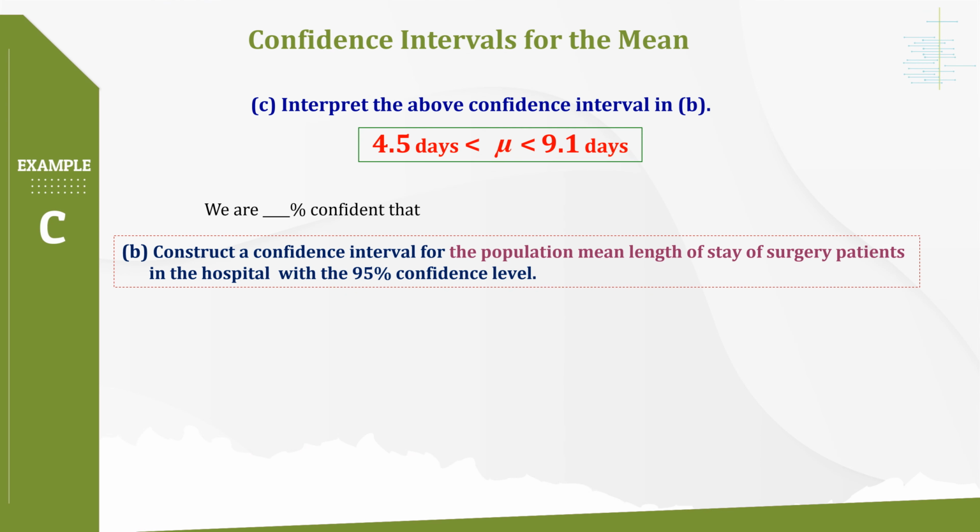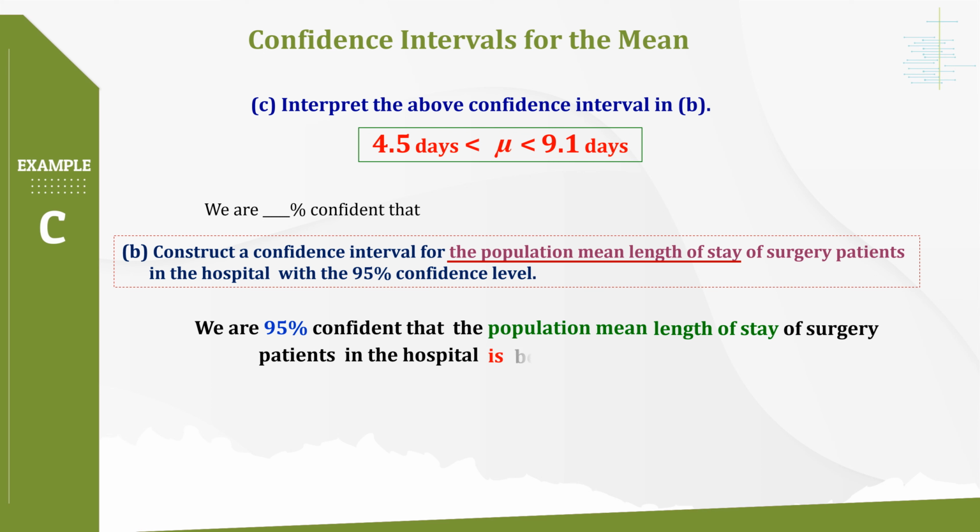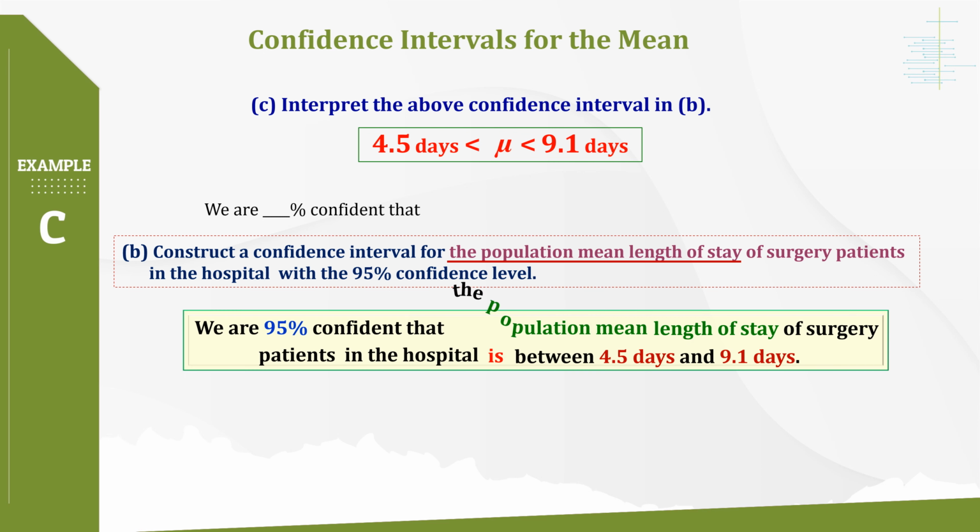We make use of the question sentence to write the interpretation. Please include the phrases population or all patients in order to include the mu, and make sure to use a singular verb as the mean is a single value.